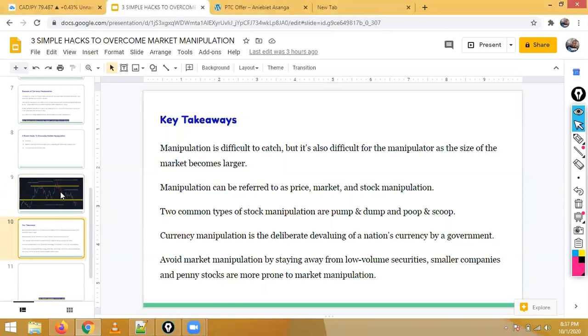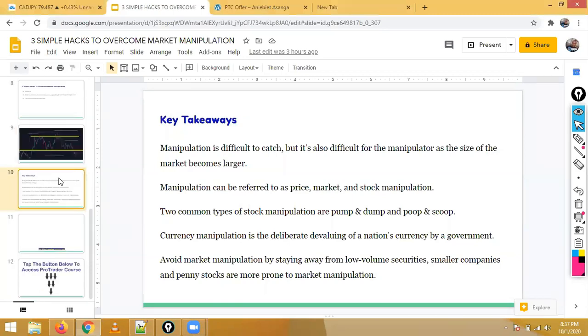So these are the key takeaways. Manipulation is difficult to catch, but it's also difficult for the manipulator as the size of the market becomes larger. So let's say they want to manipulate price at a resistance zone. If there are more buyers at that resistance zone, it will be very, very hard for them to manipulate and push price to the downside.